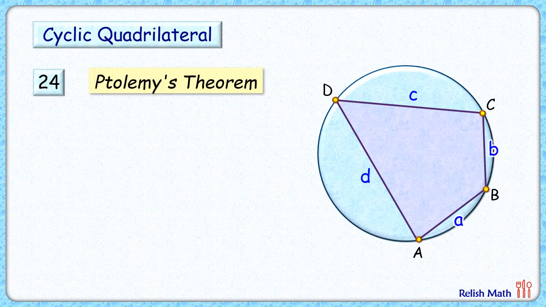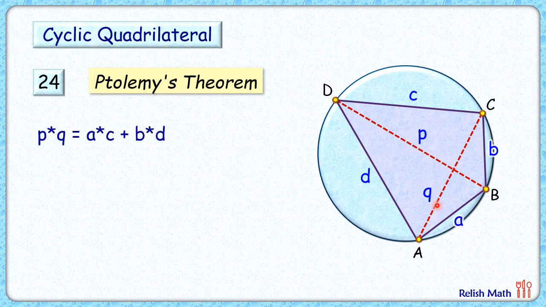Next is Ptolemy's theorem, definitely the most important theorem related to cyclic quadrilaterals. It states that for a cyclic quadrilateral with side lengths A, B, C and D and diagonal lengths P and Q, the product of the opposite sides' lengths is equal to the product of the diagonal lengths. That is, P times Q equals A times C plus B times D.